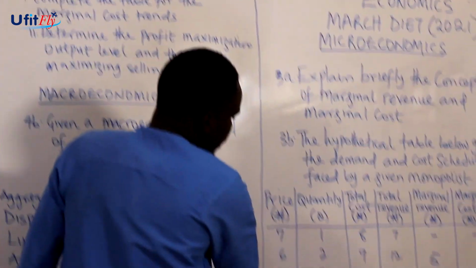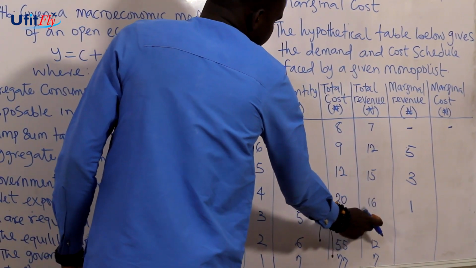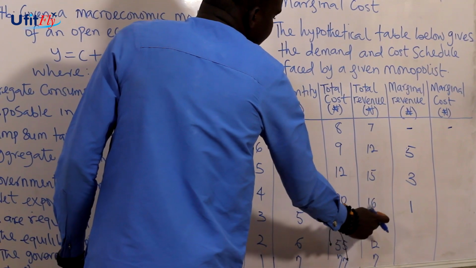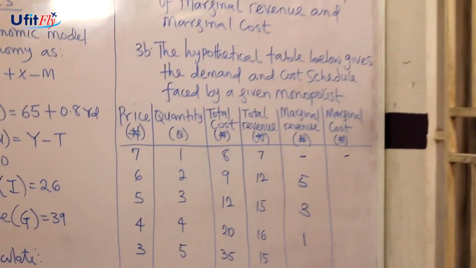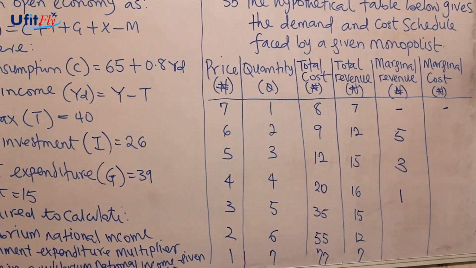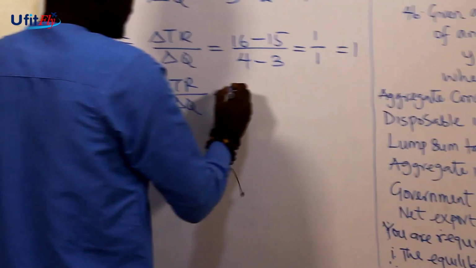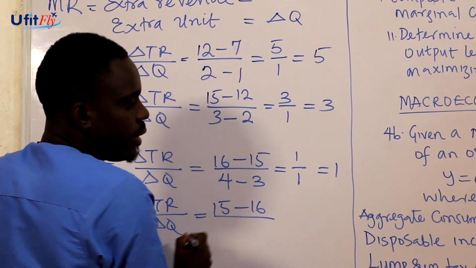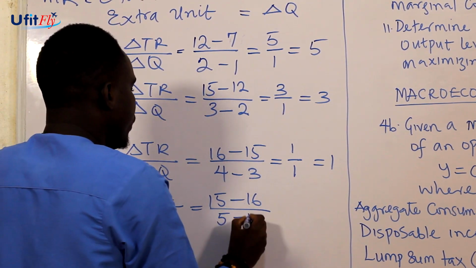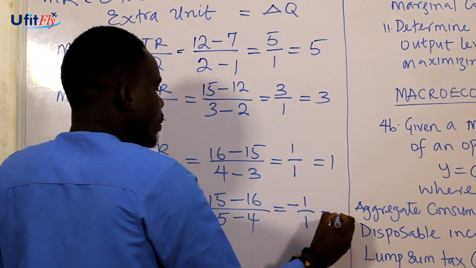As at the time the 5th unit was sold, we have 15 as total revenue. Therefore, marginal revenue for the 5th unit is change in total revenue divided by change in Q. We have 15 minus 16 divided by 5 minus 4. We have minus 1 divided by 1, which is minus 1.